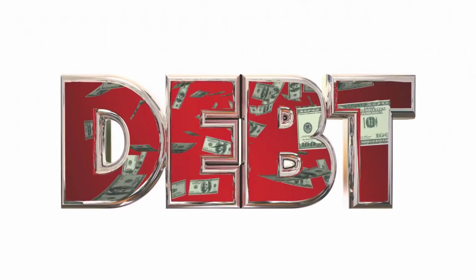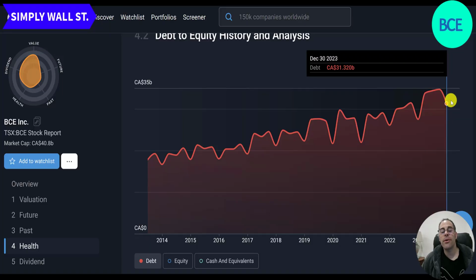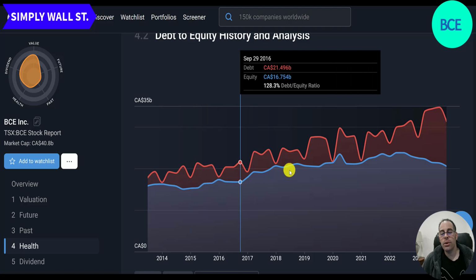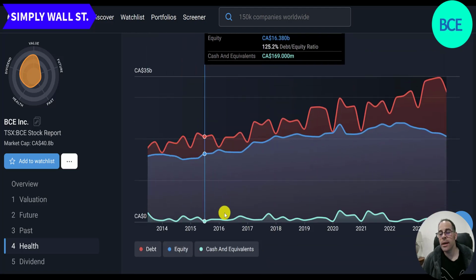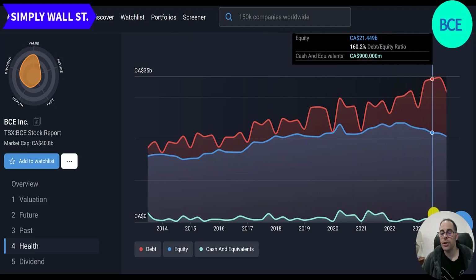A big concern is all the debt they have. It was $18 billion in 2013. Now it's over $30 billion. And their equity is a little lower than their debt. That's why they don't have a great debt to equity ratio. This green line is their cash. They keep almost no cash on their balance sheet.